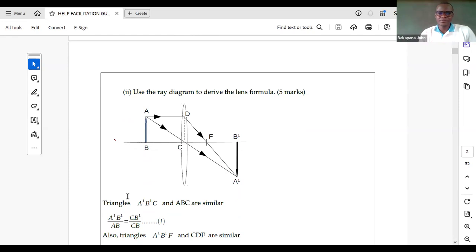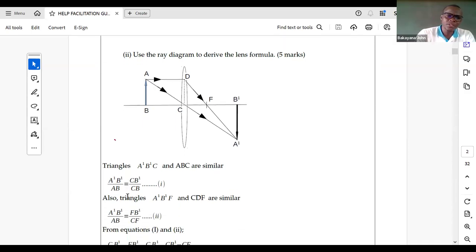That is having an object somewhere along the principal axis. Of course, we know the rays that govern geometrical construction: rays that are parallel and close to the principal axis converge through the principal focus, and rays that go through the optical center are undeviated. Is that okay?